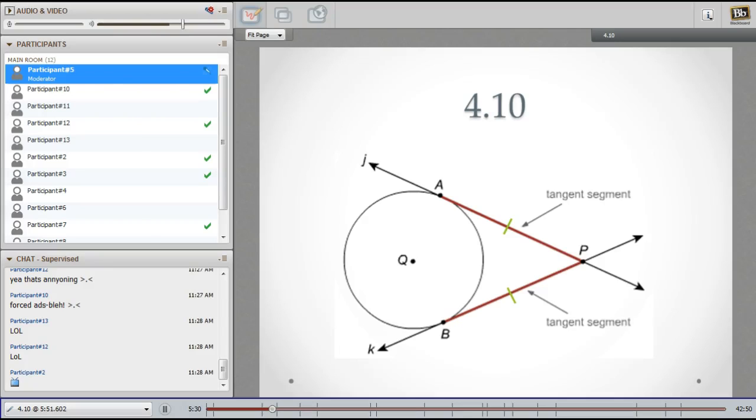We're getting into lesson 4.10. Here's another formula, and again, this should be on your formula sheet. The thing to note here is that you have two tangent segments, and the distance from their point of intersection to the point of tangency is the same. These are marked equal lengths here.